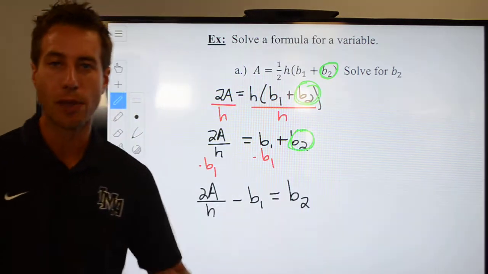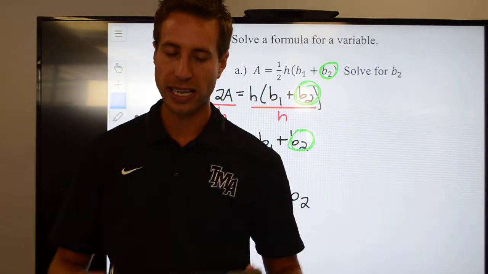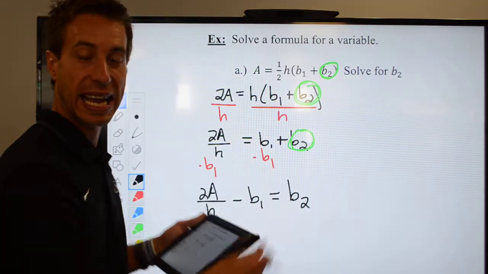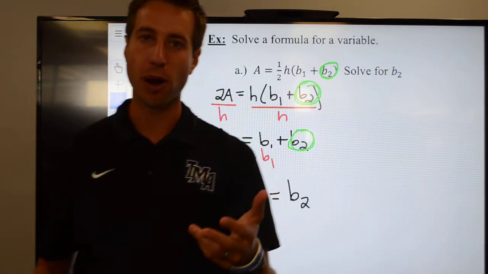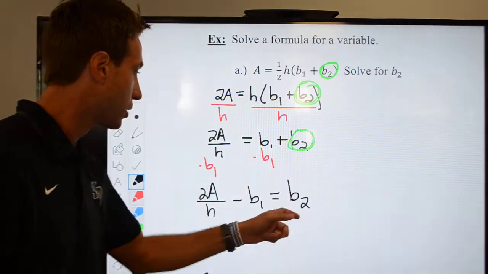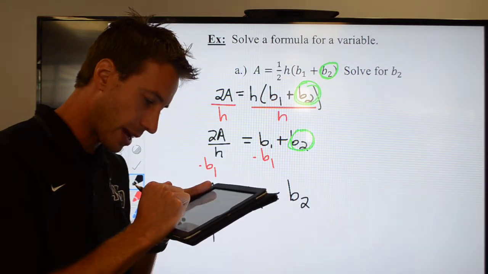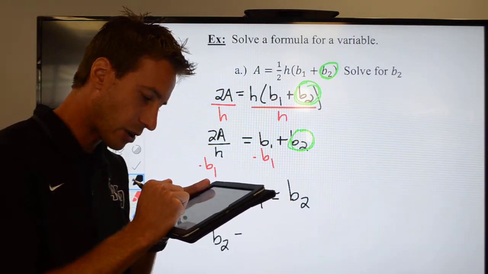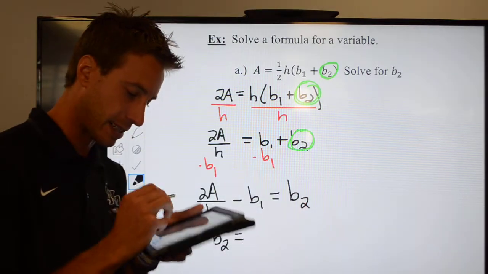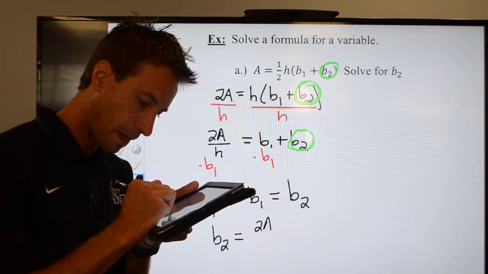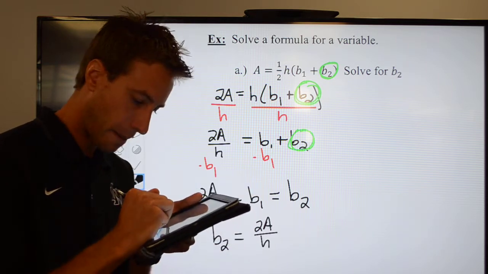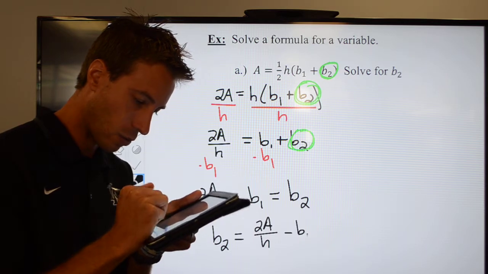We are almost done. One last convention in algebra is that the unknown you're solving for, we like to put it on the right-hand side of the equal sign. No problem. We have a property of equality that deals with this. It's the symmetric property. We're just going to flip this. So I'm going to put the b2 over here on the right-hand side where we like it. That's all going to be equal to what was originally on the left-hand side: 2a divided by h minus b1.